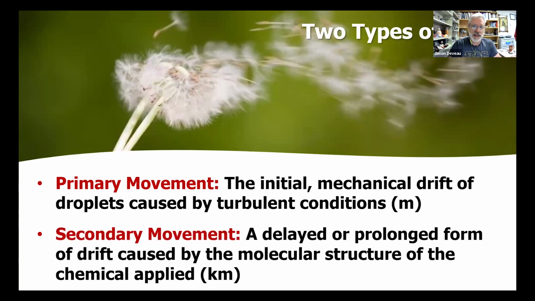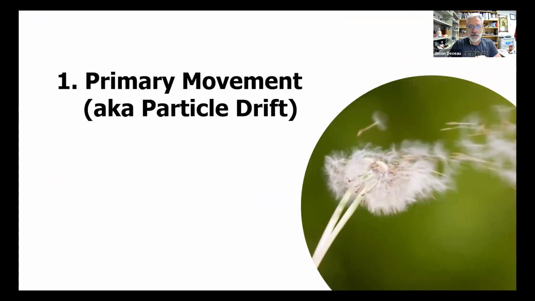Then there's a secondary form of drift, or secondary movement. This happens maybe a little later. This is a delayed and maybe even prolonged form of drift. And it's less to do with what an operator does and more about the chemistry itself. The molecular structure of the product you applied may or may not lend itself to volatilizing and lifting off a surface. We'll get to that. Start with the primary movement, or particle drift. Lots of different names for the same thing.